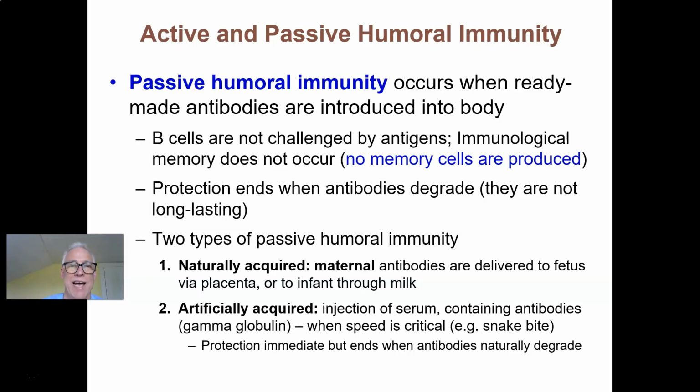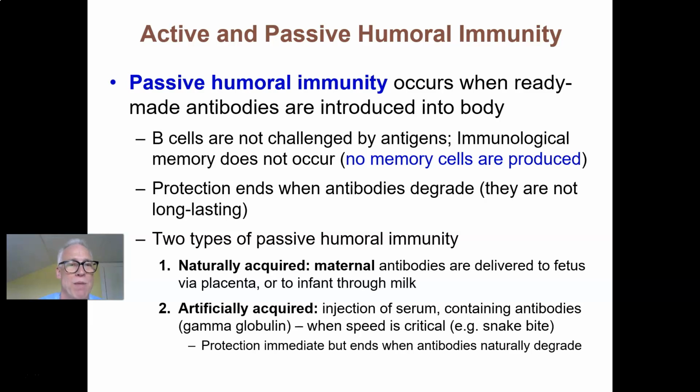Those antibodies will latch onto the venom molecules and, as we said before, block them, and they'll be swept away by macrophages in the liver, and then the person will survive. So that's an example of why we want to use passive humoral immunity. It's great because we just saved the person's life. It's not so great in a way because we didn't produce any memory cells.